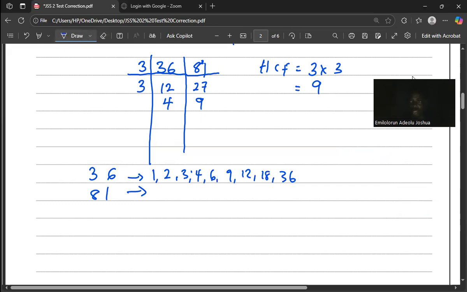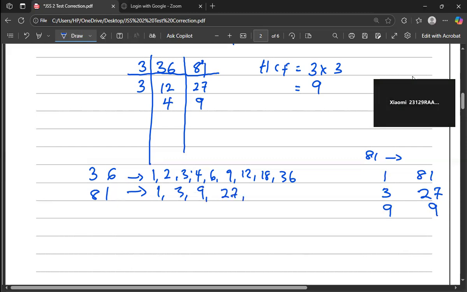So I'll write 81, starting from 1 and 81, isn't it? 2 does not divide 81. So I move down to 3. 3 divides 81, 27 times. So after 3, the next number that divides 81 is 9, and that divides 81 in 9 times. So if I'm to write out the factors of 81, I'll be writing 1, 3, 9, 27, and 81.